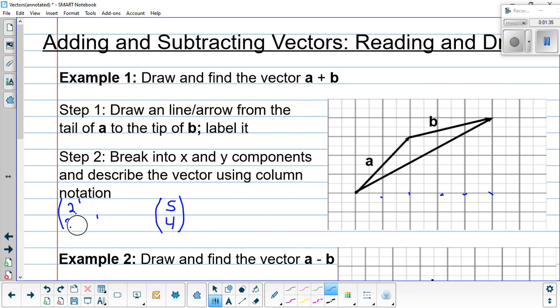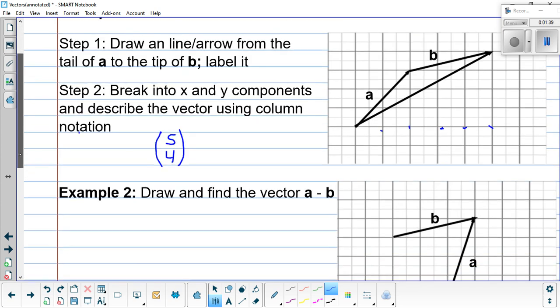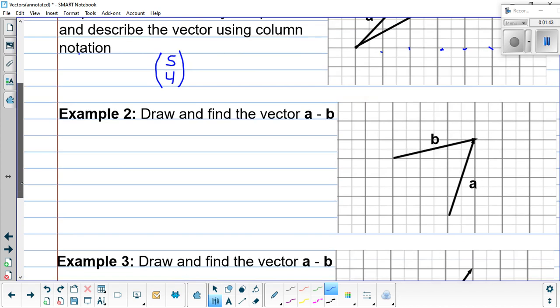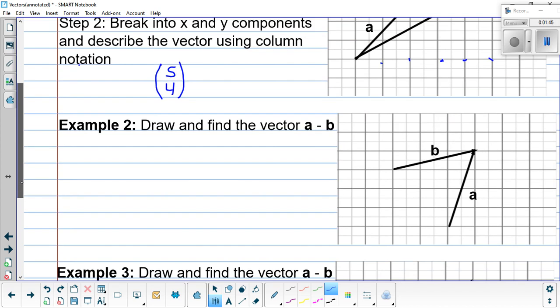So we don't actually have to write them out to find what our column vector is. Sometimes it could be a lot of things and we might not have all the information, or we might not even have a grid, so we might not be able to describe column vectors. I chose to do them on a grid just to make your lives easy. So, draw and find the vector A minus B.